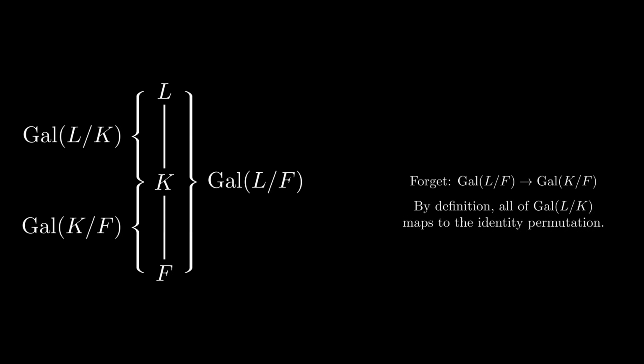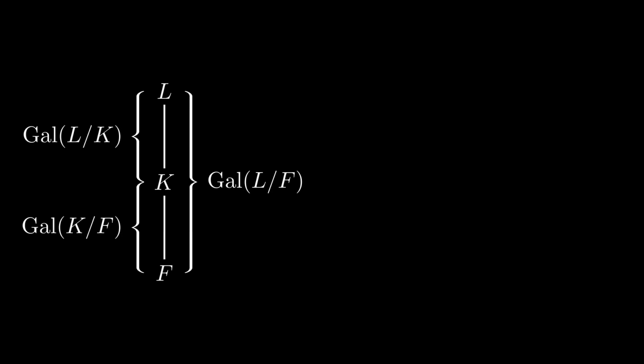And if we take anything in Galois of L over K that already fixes K, and forget everything about it except how it acts on K, that certainly gets mapped to the identity, the do-nothing. So Galois of L over K is contained in the kernel of this forgetful map, the kernel being the things that map to the identity. If you know group theory, that means that Galois of L over K is contained in a normal subgroup of Galois of L over F. If you don't, let's break it down.